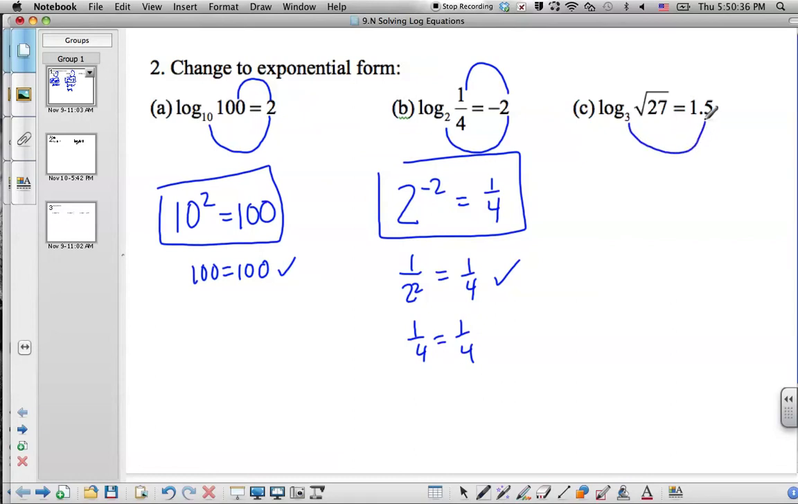Let's start with the base. 3 to the 1.5, same thing, equals square root of 27.